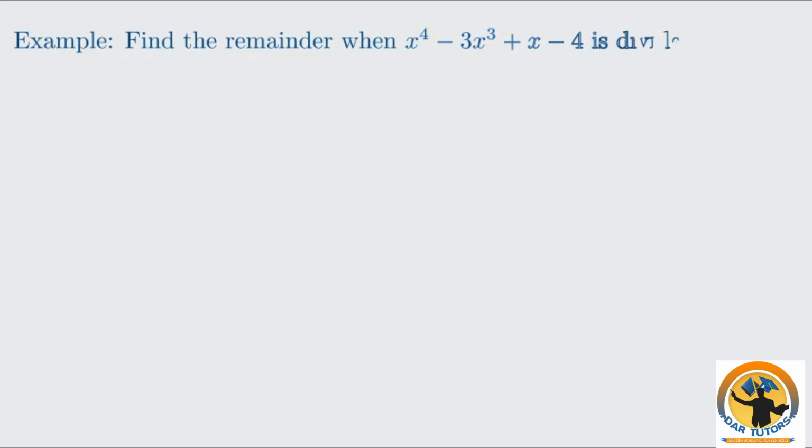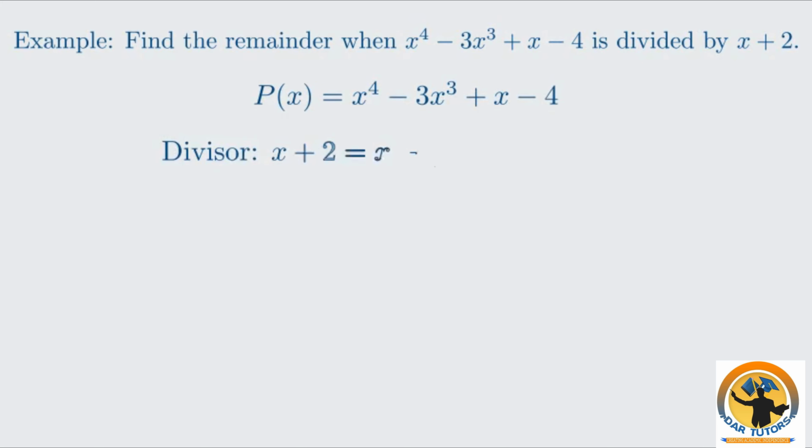We will find the remainder when x to the power of 4 minus 3x cubed plus x minus 4 is divided by x plus 2. First, we identify our polynomial, p of x, and our divisor. The divisor is x plus 2, which we can write as x minus negative 2. So our value of k is negative 2. According to the remainder theorem, the remainder will be p of negative 2.